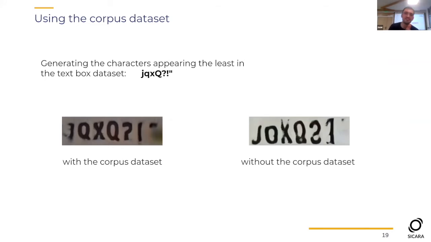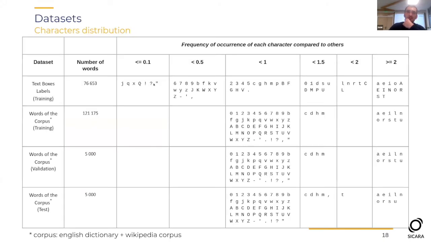So to emphasize the importance of using this corpus dataset I just showed, we pre-trained two models, one with the copies dataset and the other one not using it. Both models were asked to generate a word made of the characters currently occurring in the list in the datasets, I mean, these characters, which were the characters shown here.